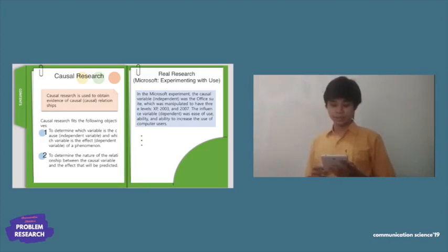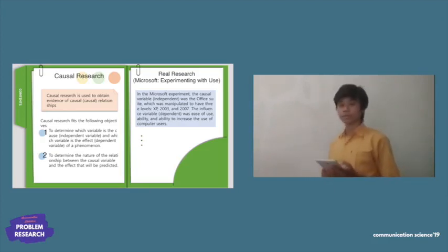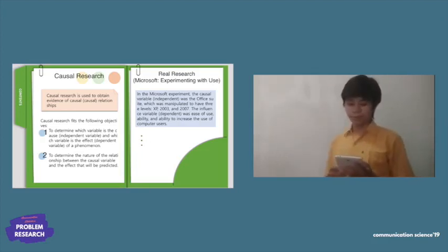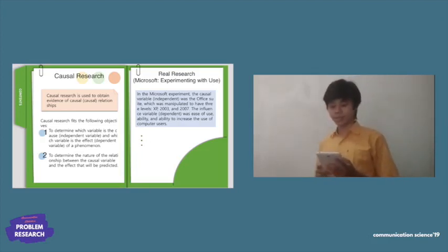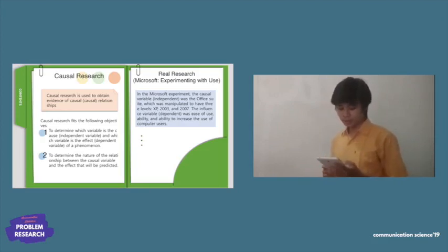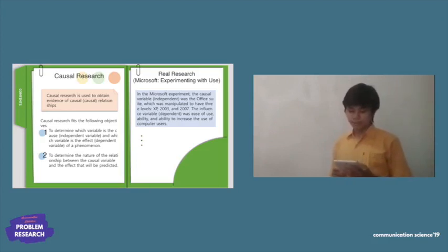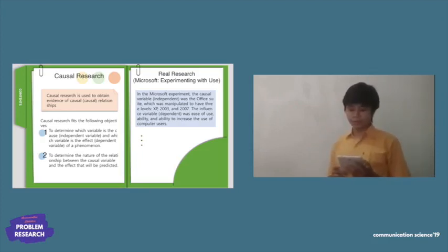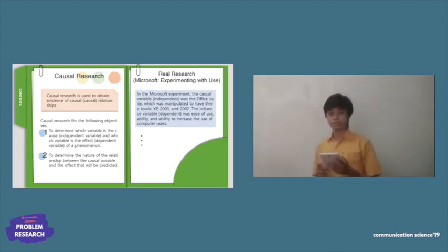Real research, Microsoft experimenting with usability. In the Microsoft experiment, the causal variable, the independent variable, was the Office suite, which was manipulated to have 3 levels. The first one is Windows XP, the second 2003, and the last one is 2007. The influence variable, the dependent variable, was ease of use, the ability to enhance the experience of computer users.